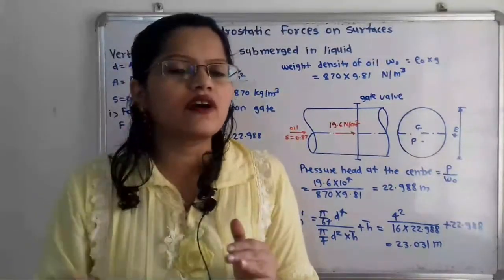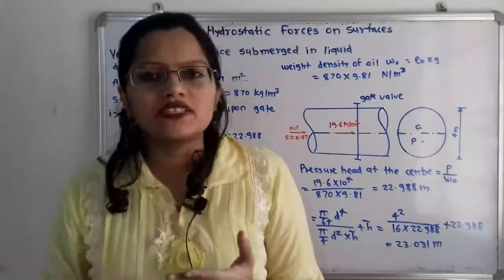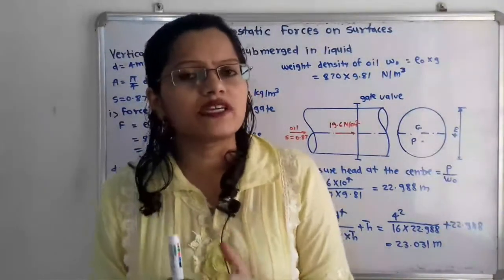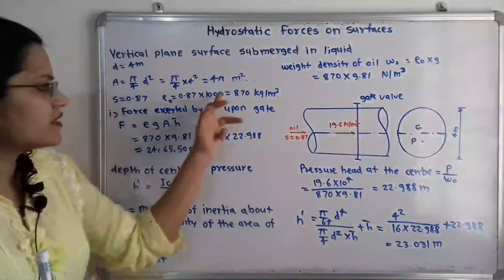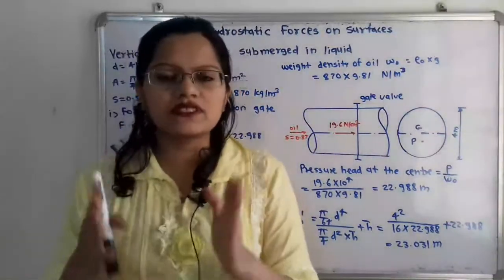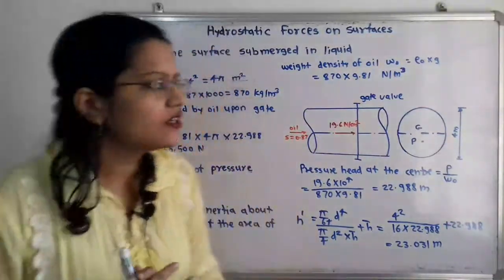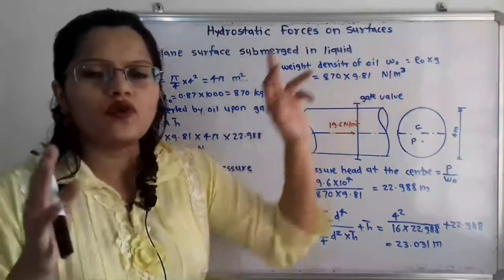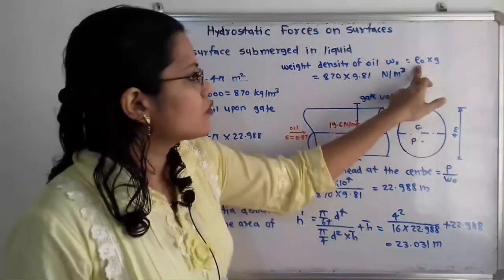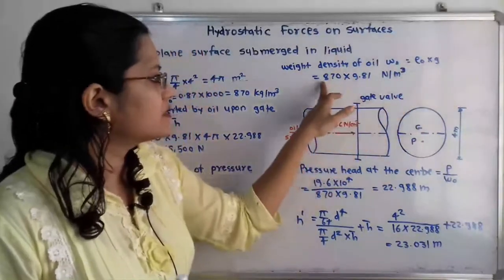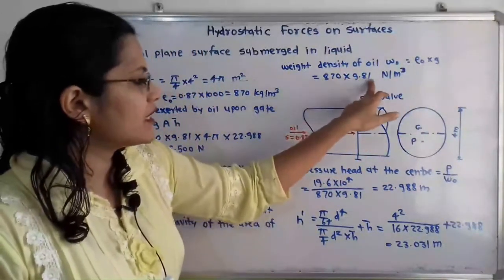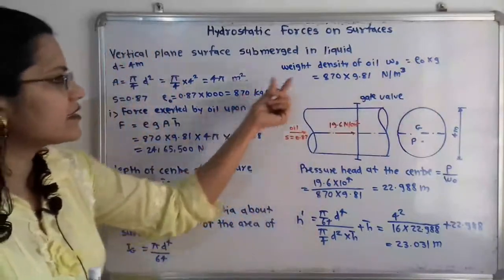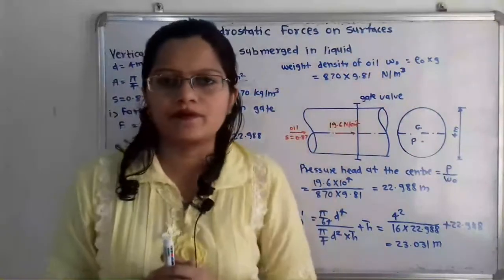So we can convert it into the weight density of oil. We just have to multiply the density with G, where G is the gravitational acceleration. So the weight density of oil, w O for oil, is equal to rho O into G, which is equal to 870 into 9.81 Newton per meter cube. So this kilogram is getting converted into Newton.